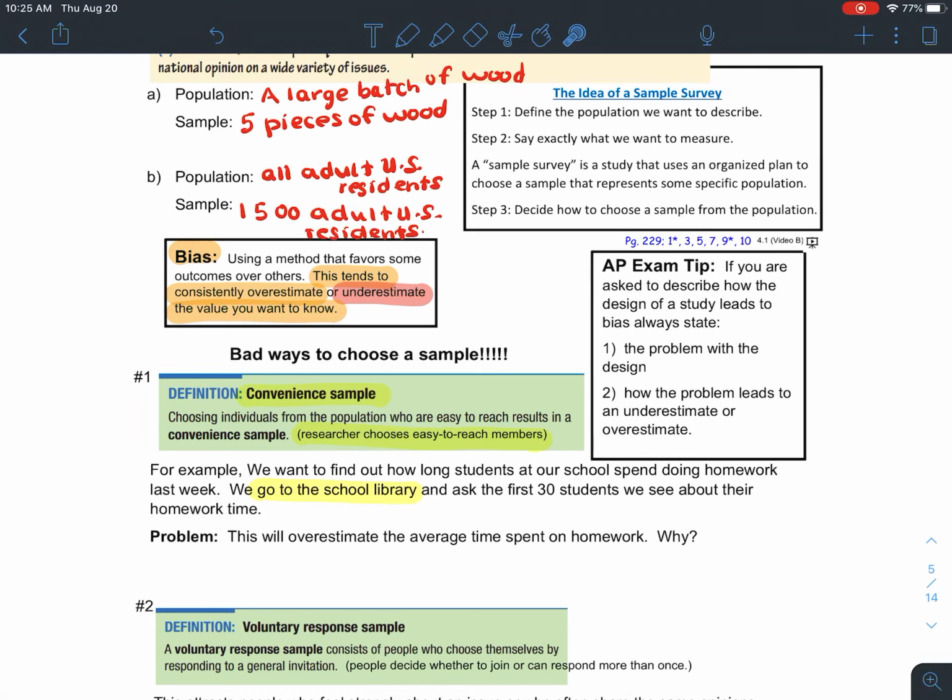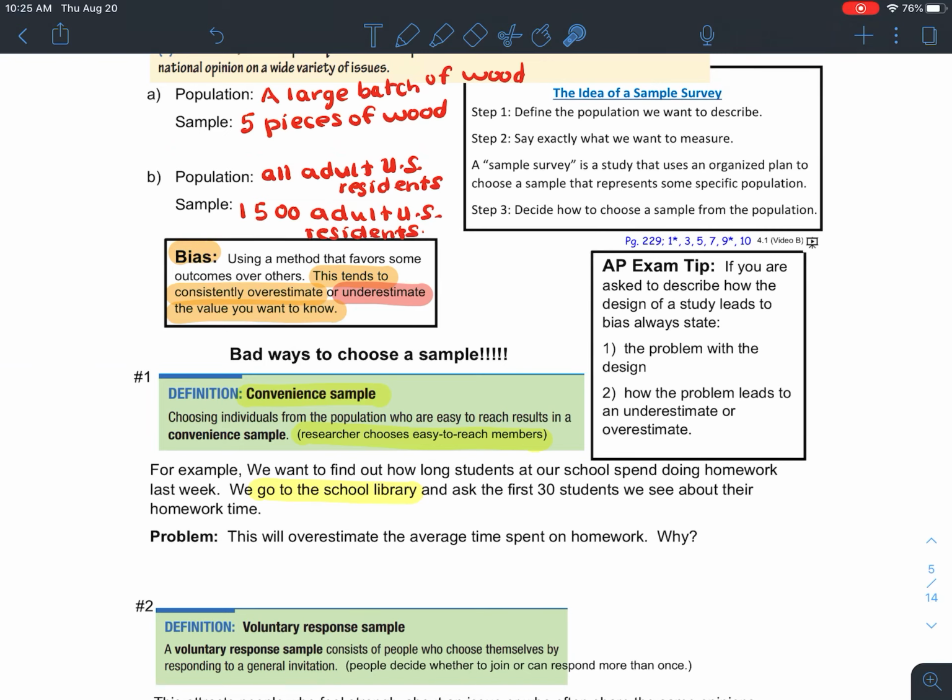One of the things we touched on just at the very end of yesterday's video was this idea of bias. Bias is referring to the method that you're using to gather your data. That method is going to result in your data either consistently overestimating the thing that you're trying to calculate, or consistently underestimating the thing that you're trying to calculate.